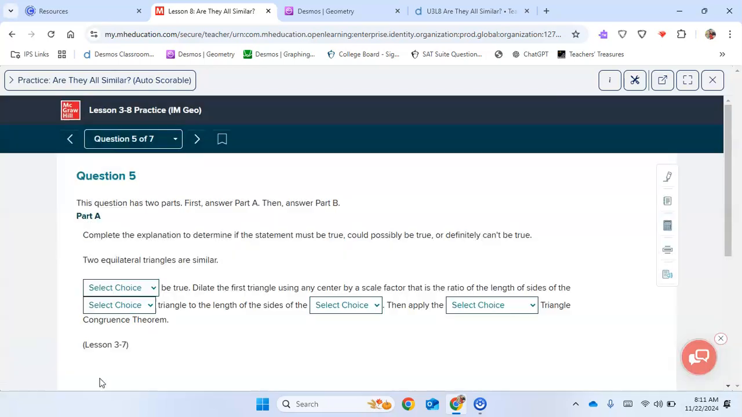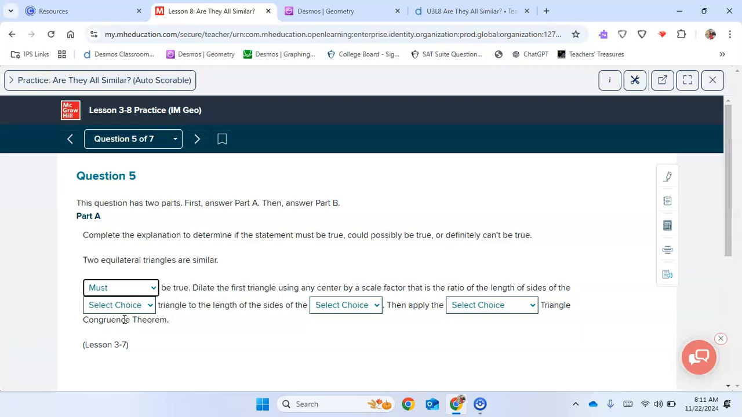Question 5. This question has 2 parts. First answer part A, then answer part B. Complete the explanation to determine if the statement must be true, could possibly be true, or definitely can't be true. 2 equilateral triangles are similar. Well, that must be true. We proved it in class using the Desmos geometry calculator. So that must be true.